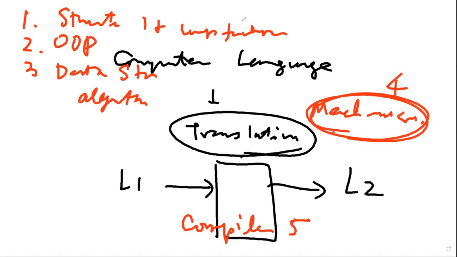Next, we move on to level 4. You need to know how to translate from one language to another language. And then to implement it, it's level 5, your compiler design. So this is core CS.